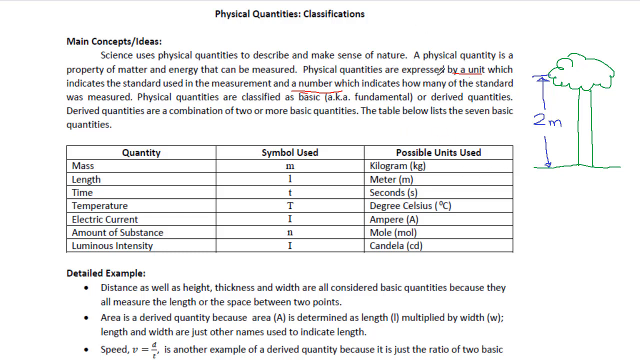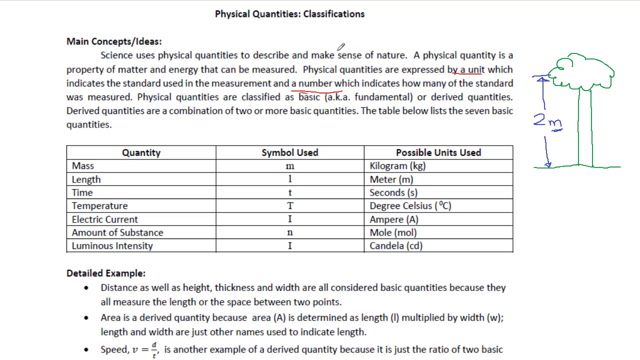So it says here that physical quantities are expressed by a unit. The unit here is meters. So meter is our unit, in this case this M, and the number, the magnitude, is the 2 meters. What does this mean really? Well, if you say that your standard, because when you measure this, you use a certain device.